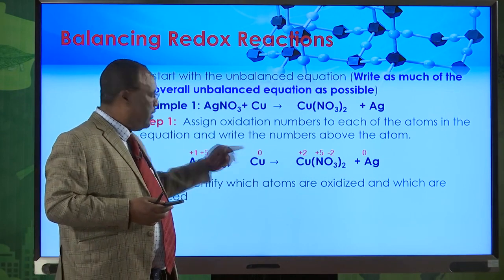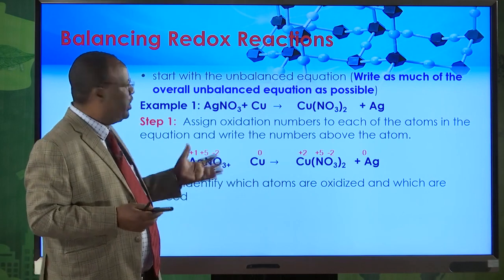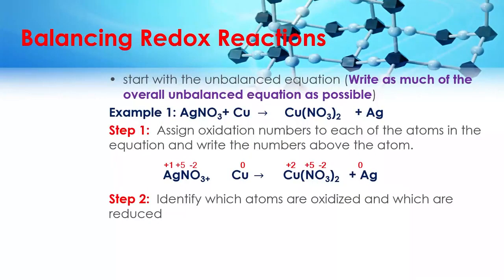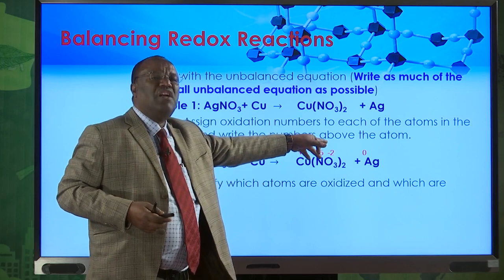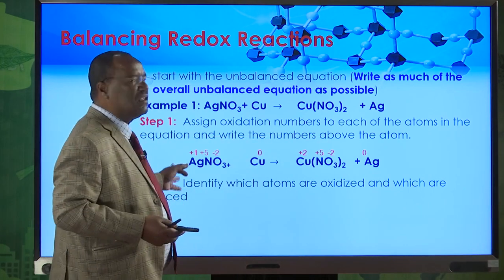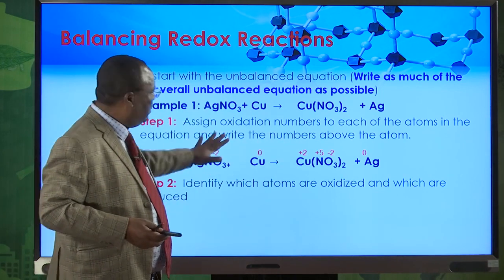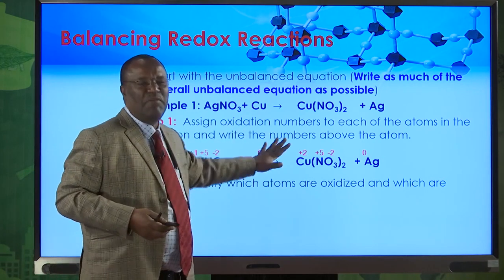The oxidation number of copper: this copper is a free atom. The oxidation number of a free atom is always 0 because there are equal numbers of electrons and protons. Electrons are neither gained nor lost in this case. But in copper nitrate, copper is oxidized. The oxidation number of copper is +2. The oxidation number of nitrogen here is the same as on the reactant side. There is no change in the oxidation number of nitrogen or oxygen. Here, the oxidation number of the silver atom is 0. Now, silver is reduced from +1 to 0. Now, we have assigned all the oxidation numbers to each of the atoms in this chemical equation.